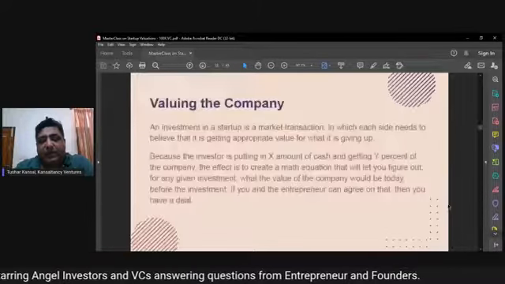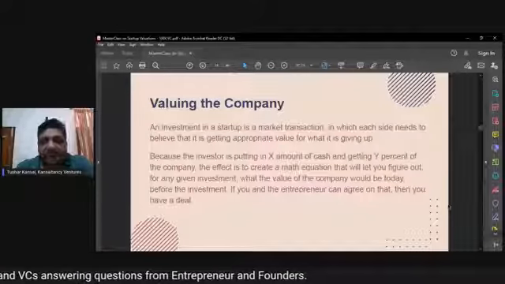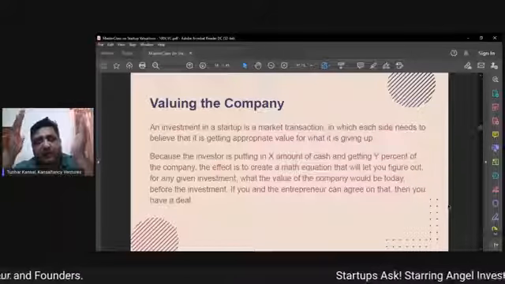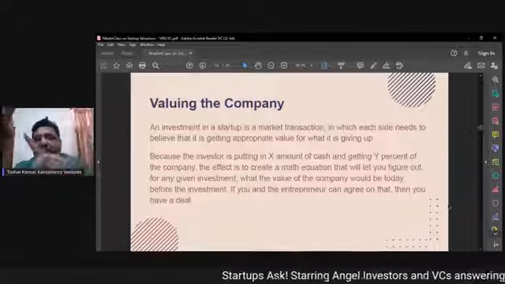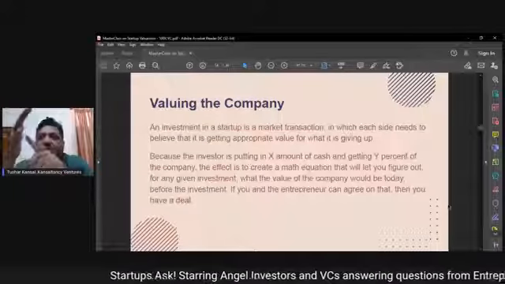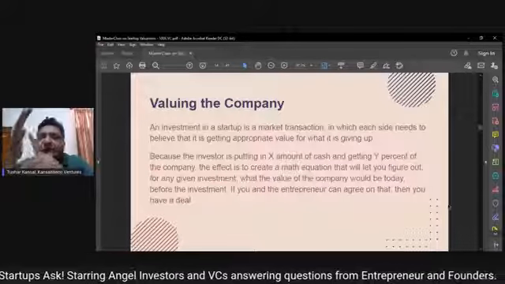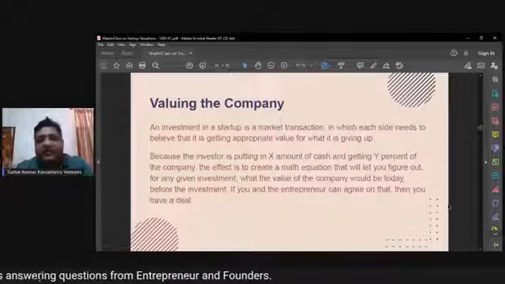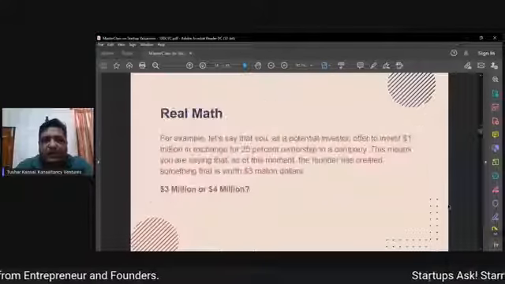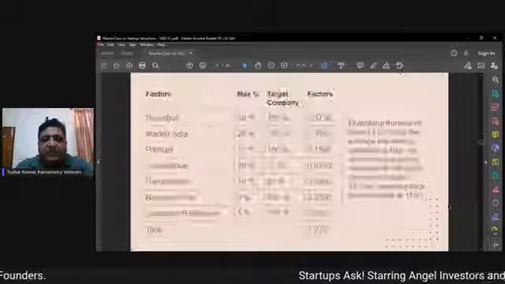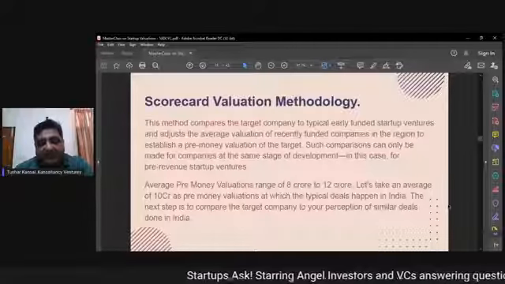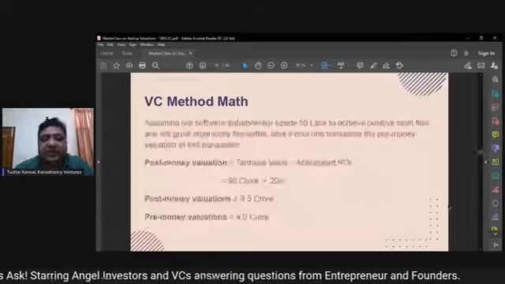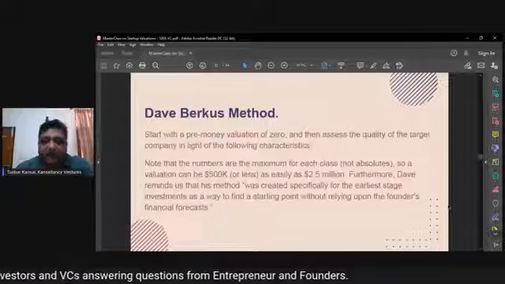So, how do investors value startups? Let me give you the names of the types of valuations: net asset value, profit earning capacity value, transaction multiples, market multiples, discounted cash flow, scorecard valuation methodology, then VC method. So all these are methods by which we value companies.